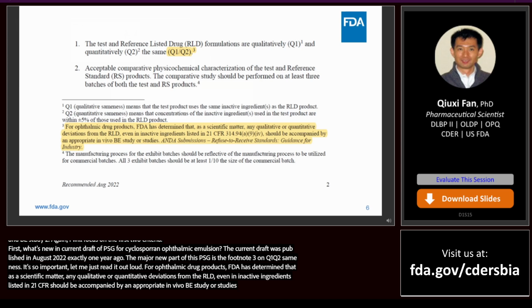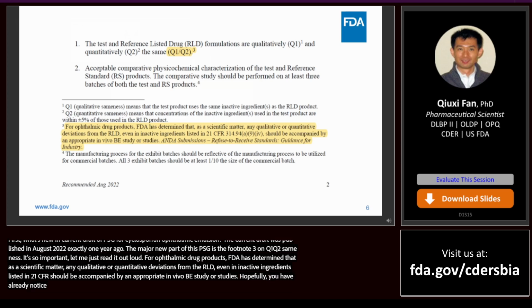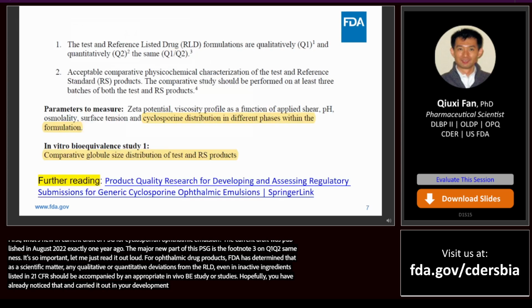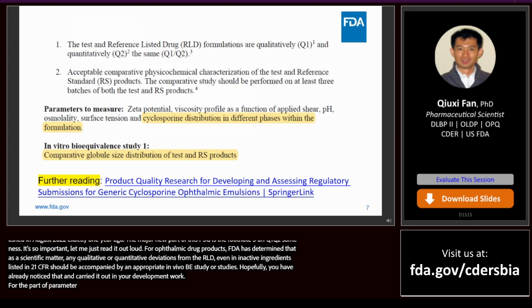Hopefully you have already noticed that and carried it out in your development work. For the parameters to measure, now the comparative globule size distribution moved to in vitro BE study 1, which will again be the focus of Dr. Haragaya's talk.